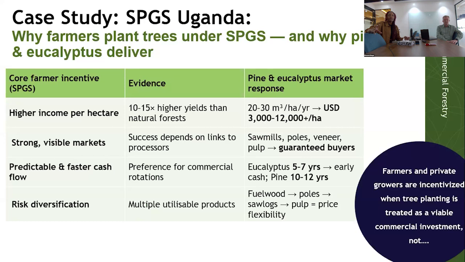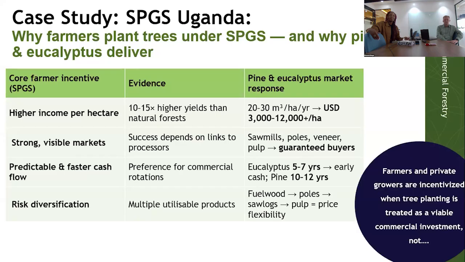So basically, I think the key point I'd like to stress with the SPGS study, which is of course noted down here, is that farmers and private growers are incentivized when tree planting is treated as a viable commercial investment, right? So of course a farmer has a limited amount of land and they have to decide what they're going to do with that land. What the statement is saying is that they're probably going to be incentivized to plant something that can give them income.